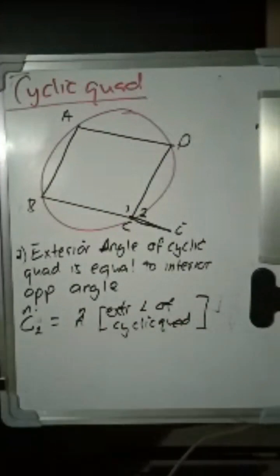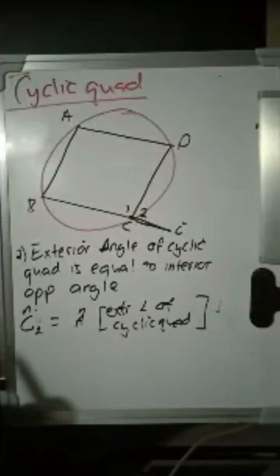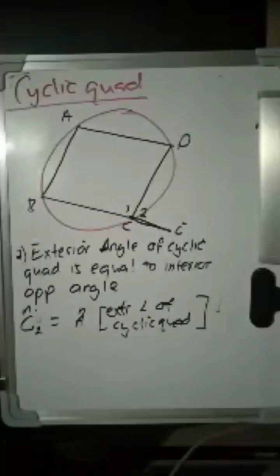So we have two major theorems. One, opposite angles of a cyclic quad are supplementary. Two, the exterior angle of a cyclic quad is equal to the interior opposite angle. That is the second one. Of course, we have proving the cyclic quad. Today, we are not going to look at proofs. I just want us to be able to use the theorems that we are talking about.